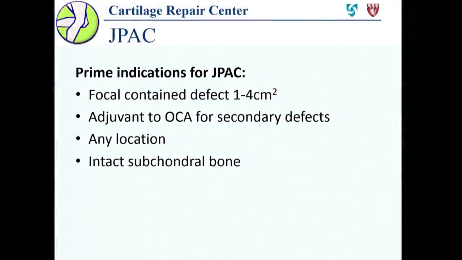The indications for this are small to mid-sized defects, about 1 to 4 square centimeters in size. I most commonly use that as an adjuvant to osteochondral allograft. So let's say I have someone who has a larger lesion in the femoral condyle, I do an allograft for that, and they have a small lesion in the trochlea, tibial plateau, or the patella. That's more difficult to treat with osteochondral allograft. I would use this for the secondary defects.